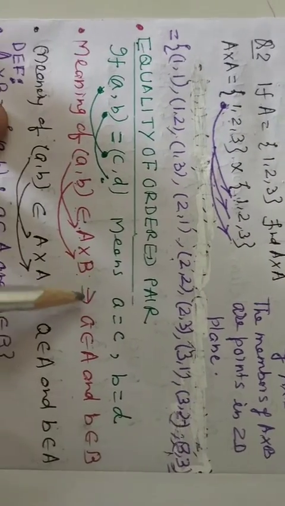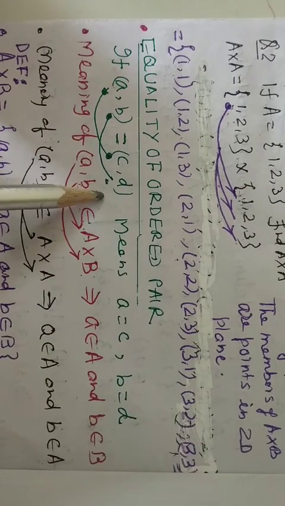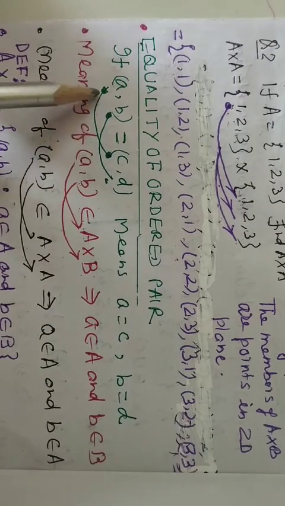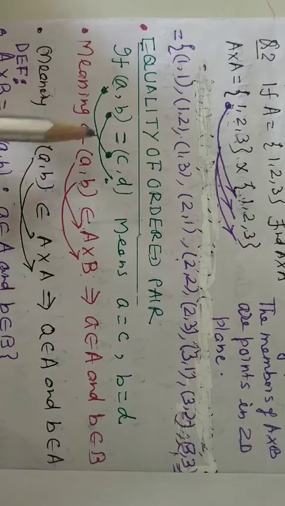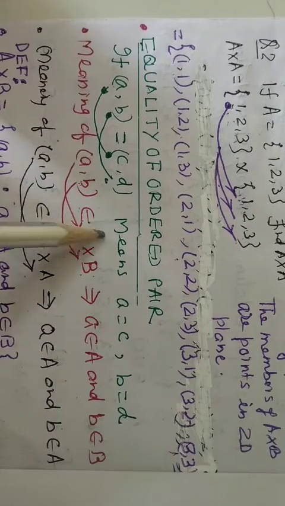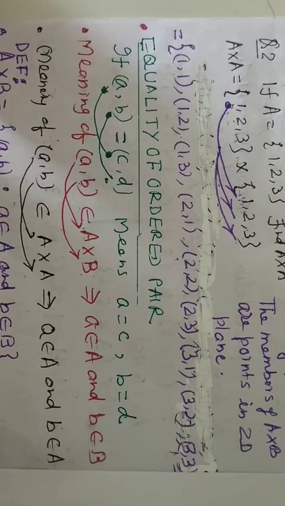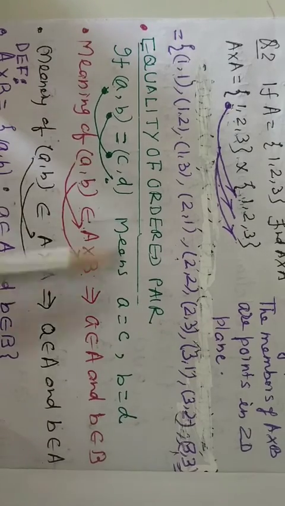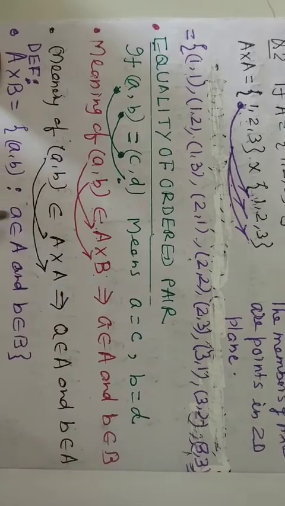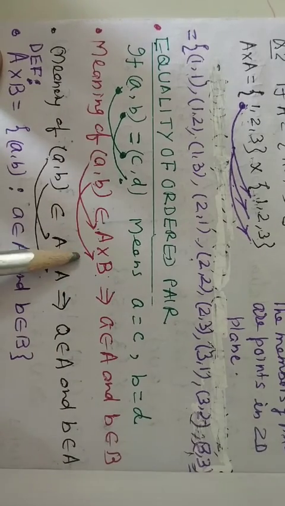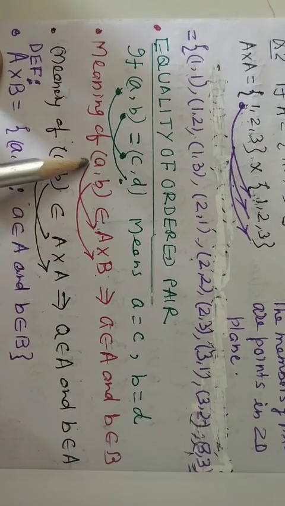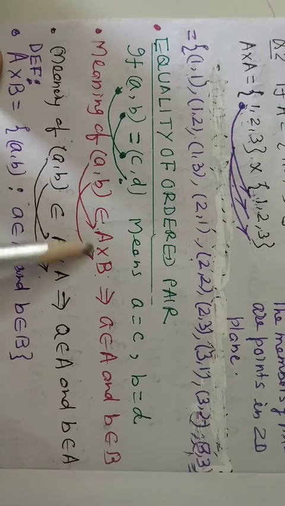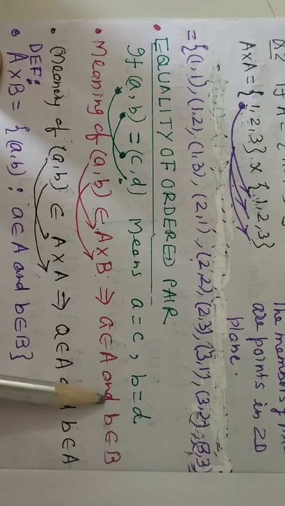Now equality of ordered pairs. If (a, b) is equal to (c, d), a must be equal to c, b must be equal to d. First is equal to first, second is equal to second. The first member of this set and the first member of the other are equal, and second members are equal. The meaning of (a, b) belonging to A cross B is first a must belong to A, second b must belong to B. So this is the meaning.